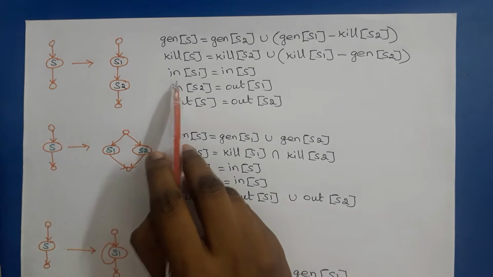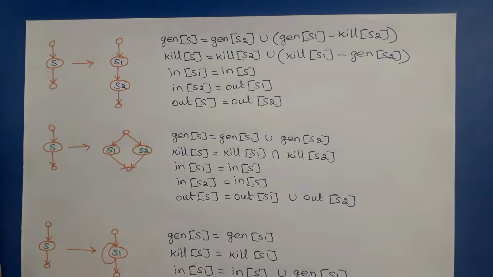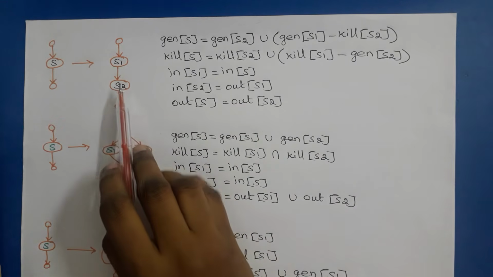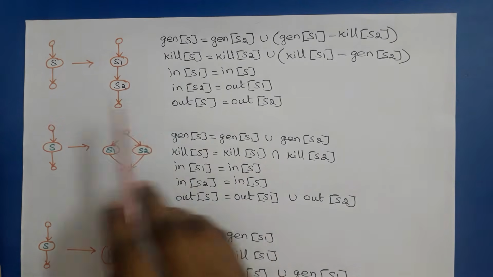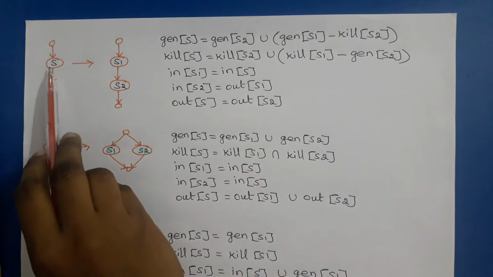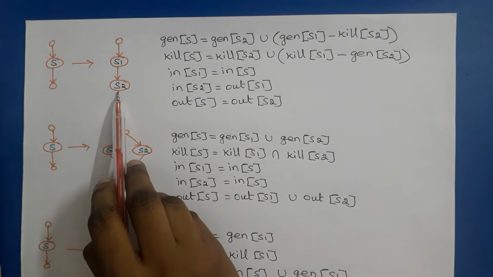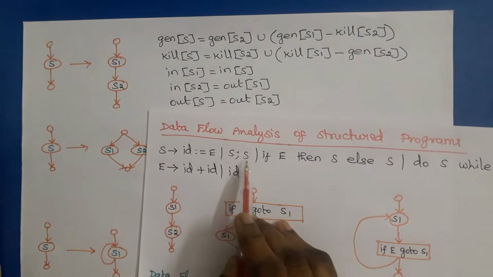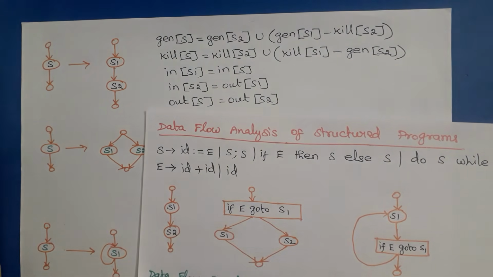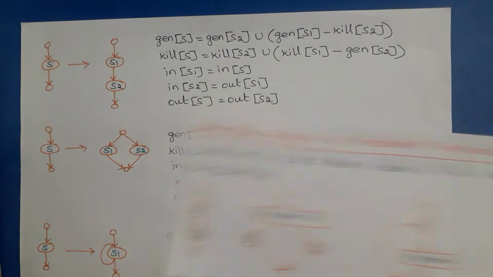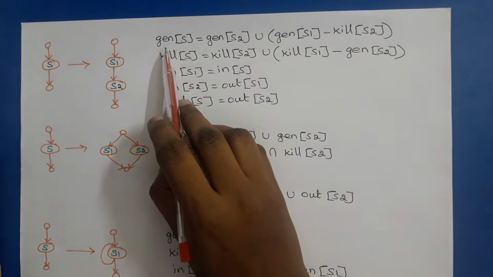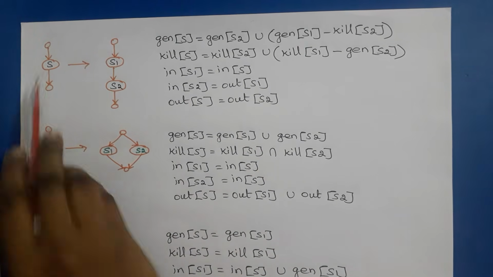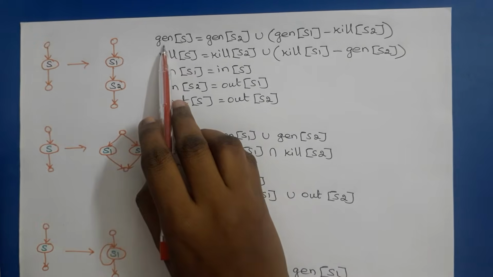In should be calculated for the right hand side of the context free grammar rule, and other attributes must be calculated for the left side. So here S tends to S1 semicolon S2, the second context free rule. So we have to calculate gen of S, kill of S, in of S1, in of S2, then out of S. Okay.